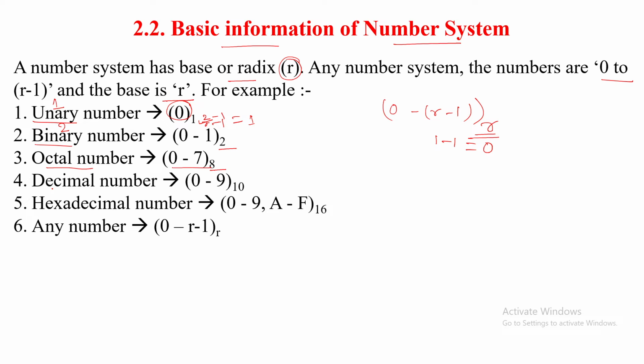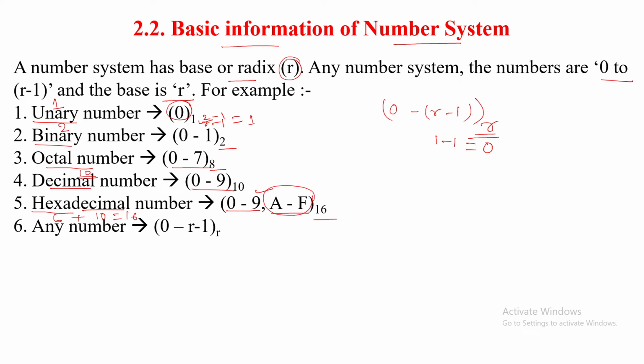Decimal number system. Decimal word comes from the Latin word deca. Deca means 10. That is why the base is 10. So number should be 0 to 9. Next number system, it is the hexadecimal number system. Hexa means 6. Decimal means 10. So 6 plus 10 equal to 16. So the hexadecimal number system base is 16 and numbers should be 0 to 9 and A to F.